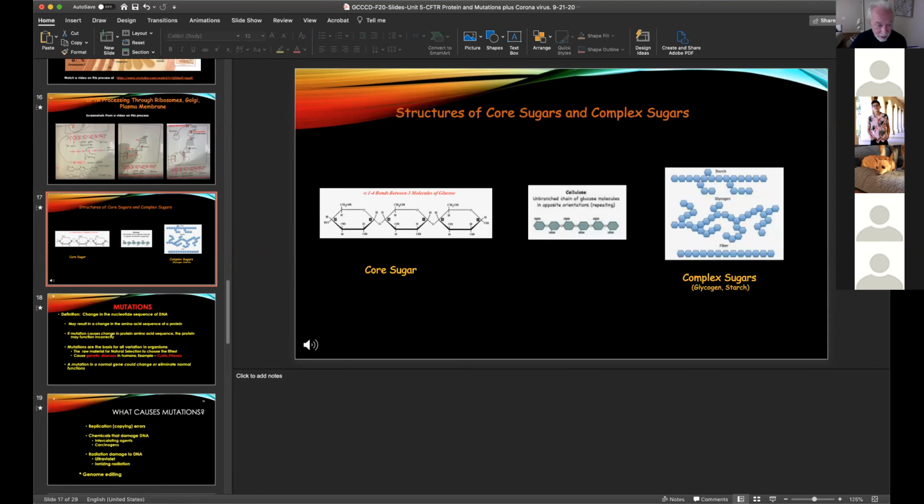The sugar that is attached could be what's called a core sugar, which is simply a string of sugar molecules, monomers, linked together. Or they're called complex sugars, which would be things like glycogen and starch, which are highly branched, which you see illustrated on the right here. So glycosylation involves both attachment of core sugars and complex sugars.